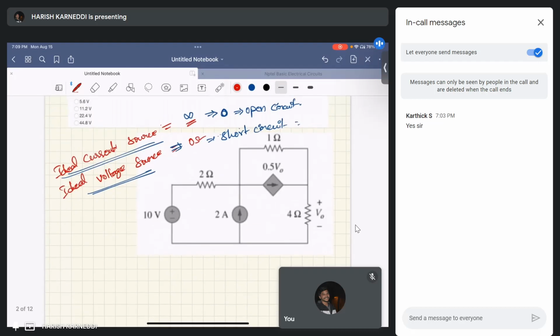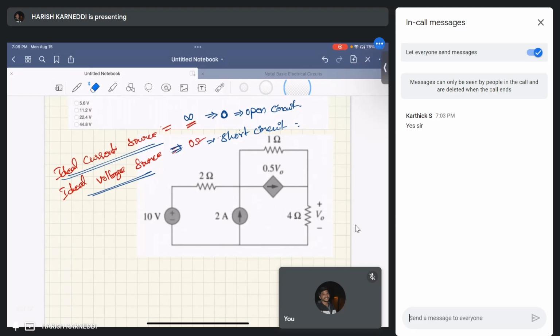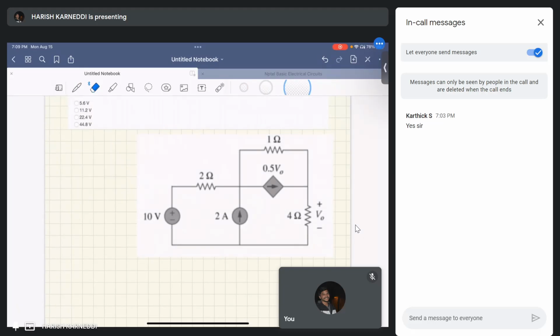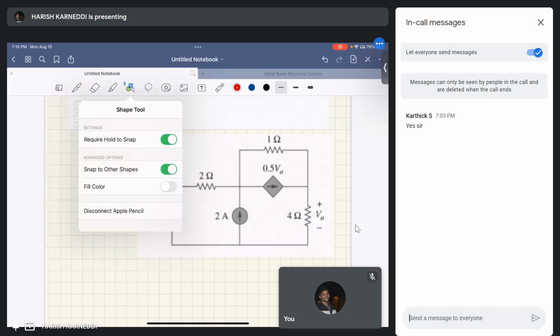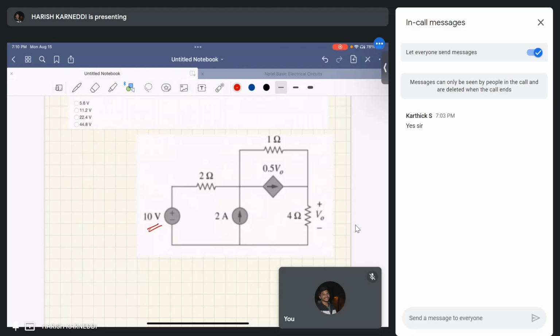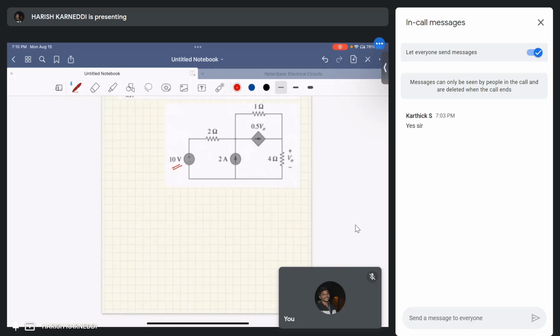In this circuit, first we are considering the 10 volt source and making the 2 amp source 0. Making the 2 amp source 0 means we replace it with its internal resistance. That is, we open circuit the 2 ampere source. Just redrawing.